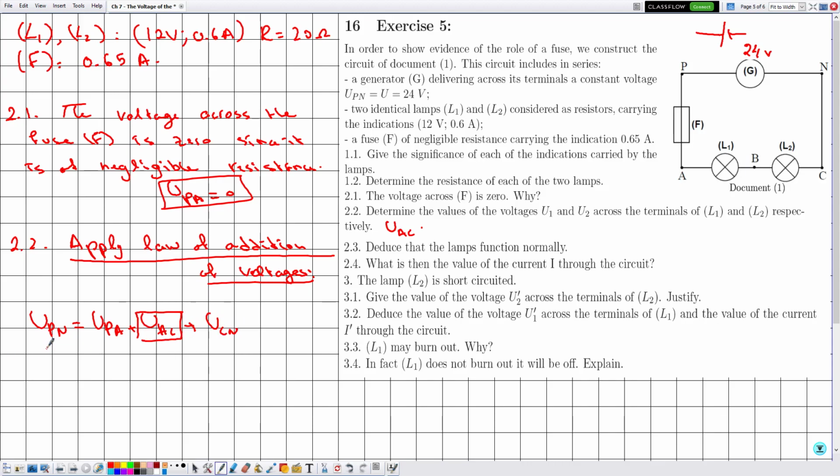Now UPN is equal to 24, UPA is 0, justified, UAC will be kept as a variable, and across C and N we have a wire, and we didn't justify this previously, that UCN is equal to 0, and the reason is given by the connecting wire.